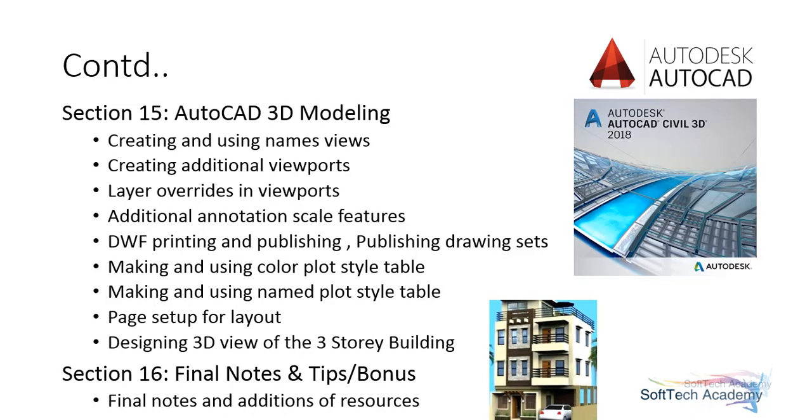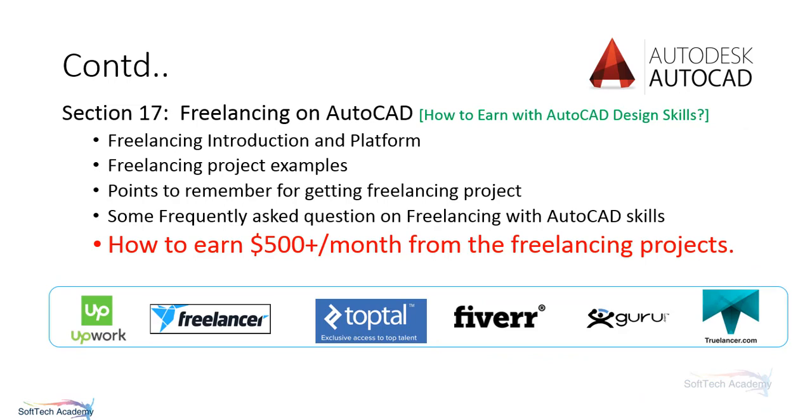Section 15 is AutoCAD in 3D. The 3D modeling will be in section 15. We will convert the previously designed 2D model into a 3D model in this section. We will have this type of 3D modeling of a 3-story building in section 15. Section 16 is some tips and notes, and section 17 is most important. Section 17 talks about how to earn with the skills you have learned with this Autodesk AutoCAD design course.